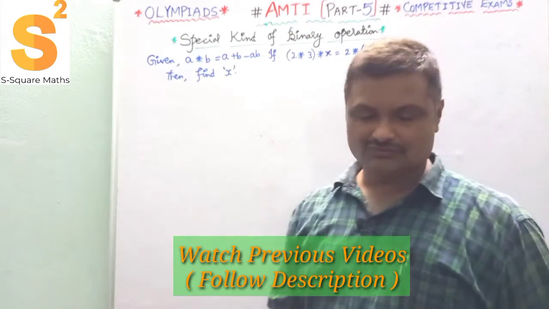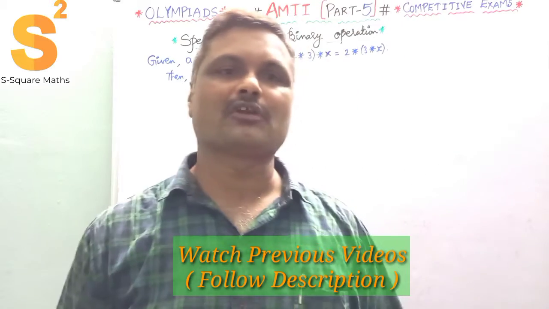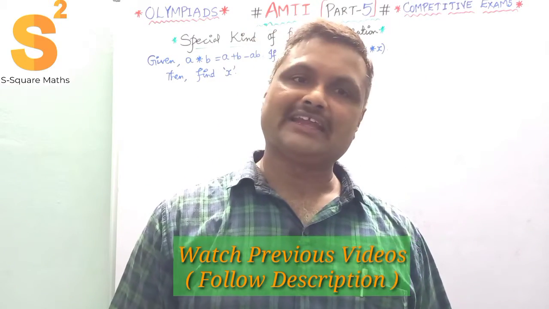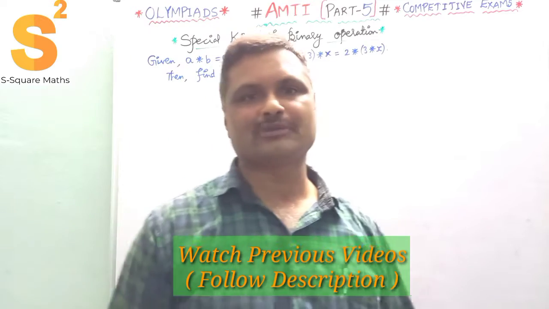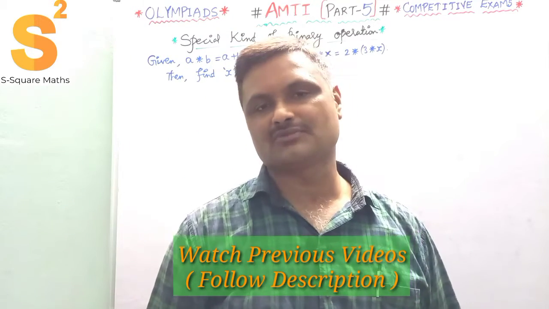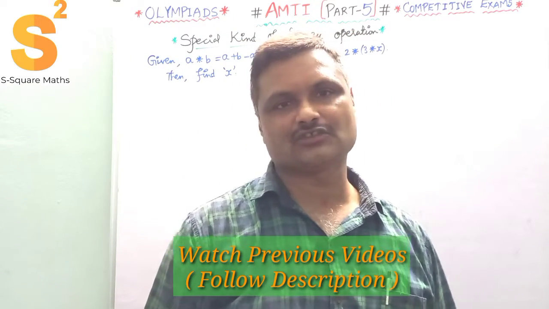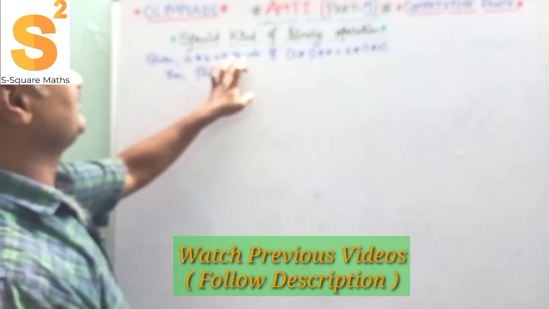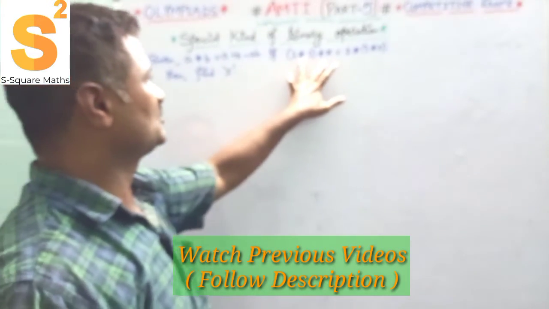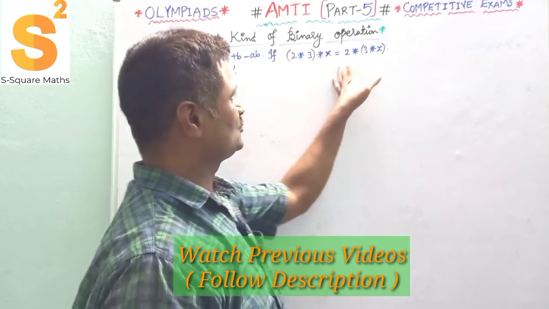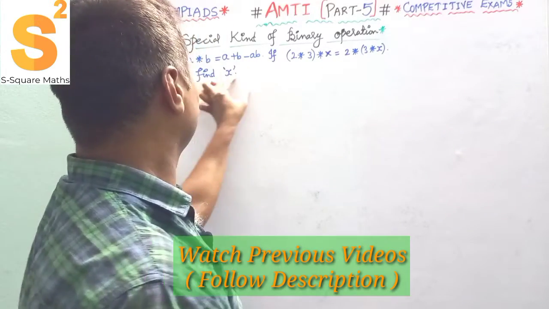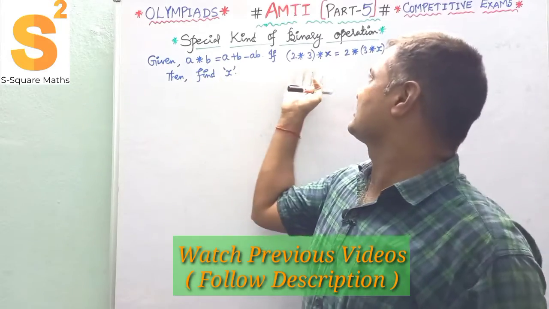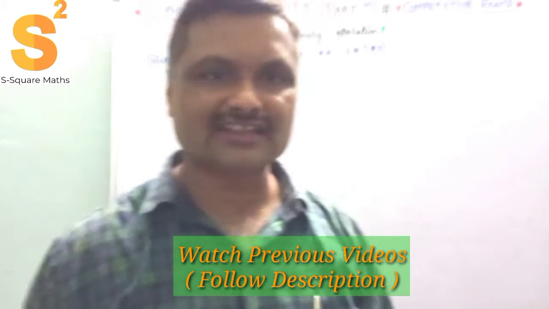See, today we are going to analyze a problem along with its solution, which is related to a special kind of binary operation. So far we have done some problems related to binary operation. You can check it also. Now, given A star B is called A plus B minus AB, if 2 star 3 star x is equal to 2 star of 3 star x, then we have to determine the value of x. So given a binary operation, and with the condition given here, we have to get the value of x.